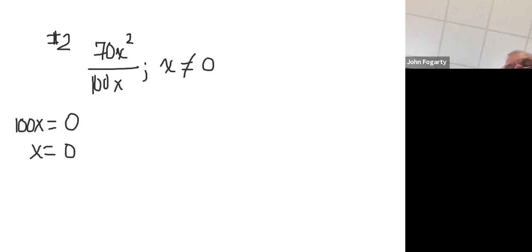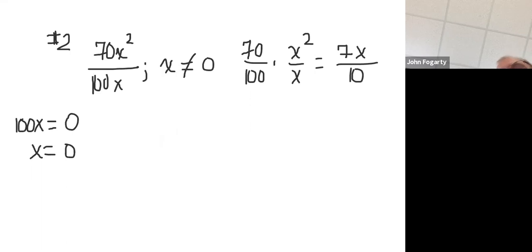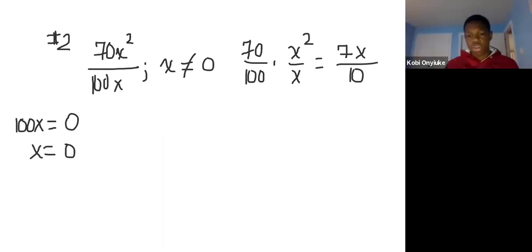Now, 70 over 100 times x squared over x, that's really what it is, right? So what do we got? We got 7x over 10, or 7/10 x, right? Make sense? Yes, sir. All right, so let's make sure we know what we're talking about.